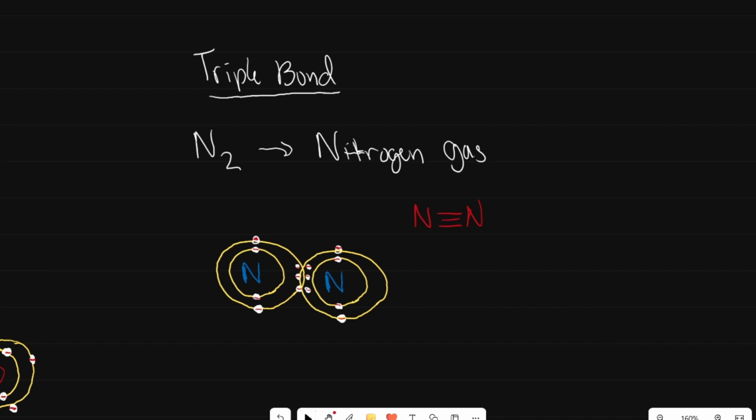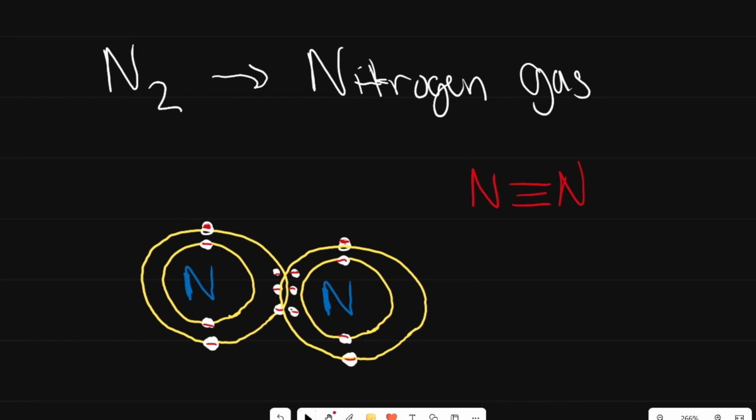Over here, we're looking at N2, or nitrogen gas. In the middle, they have a triple bond between these two atoms. So here you're looking at nitrogen, nitrogen. Each one of these lines has two electrons, so you have two, four, six electrons total.